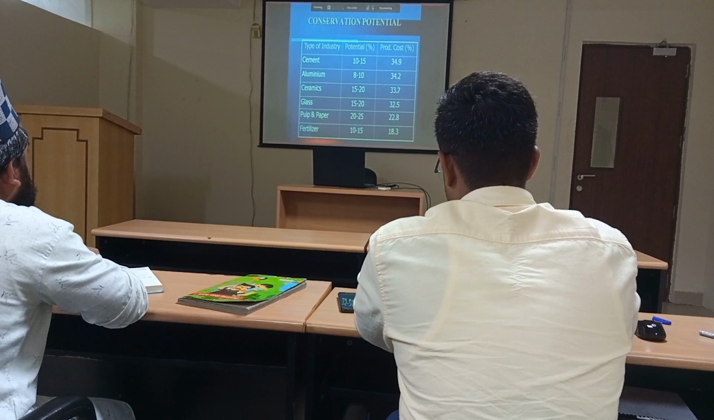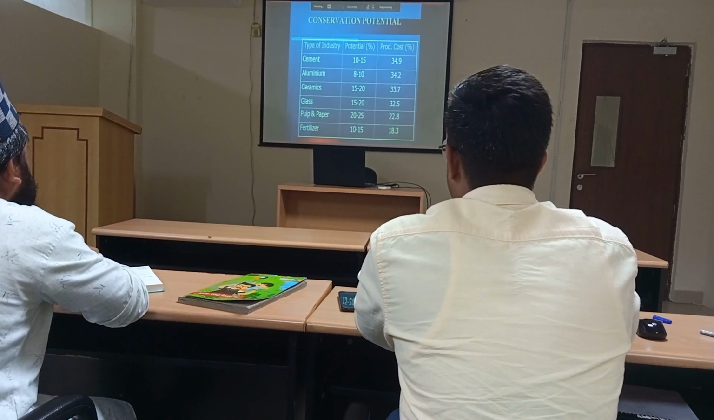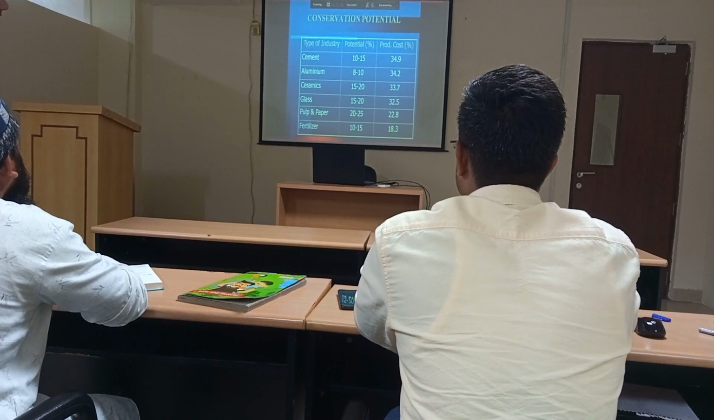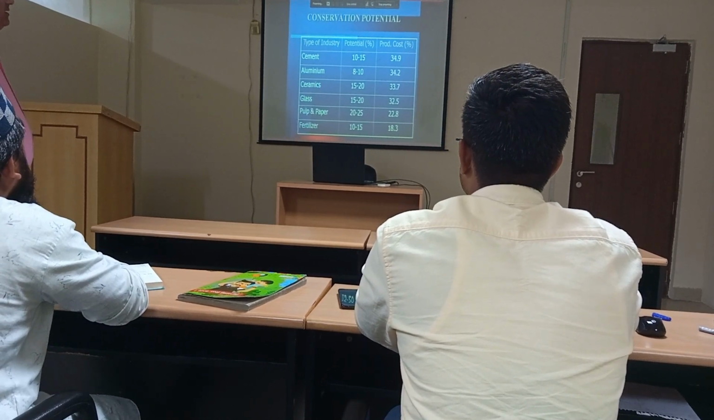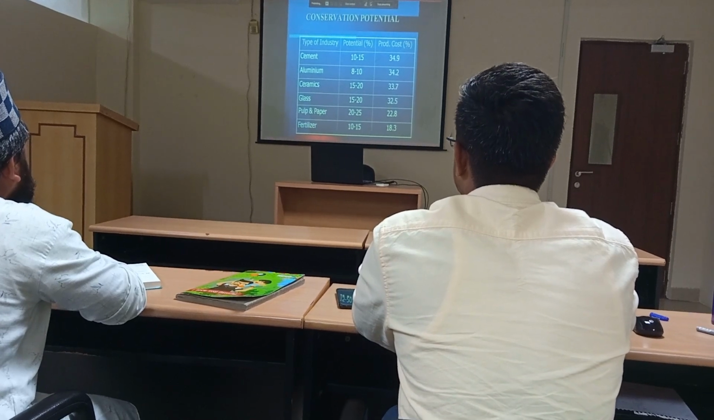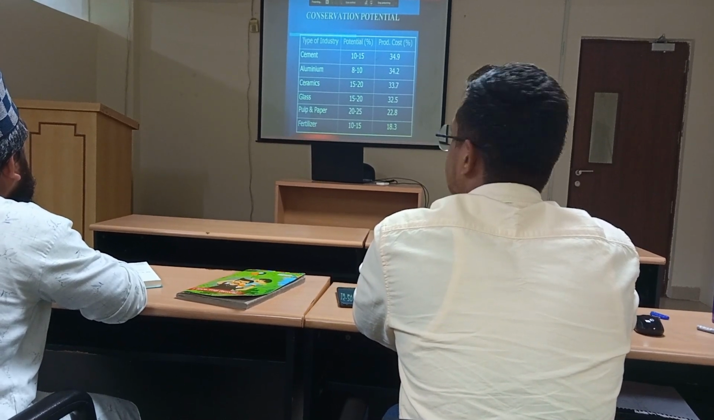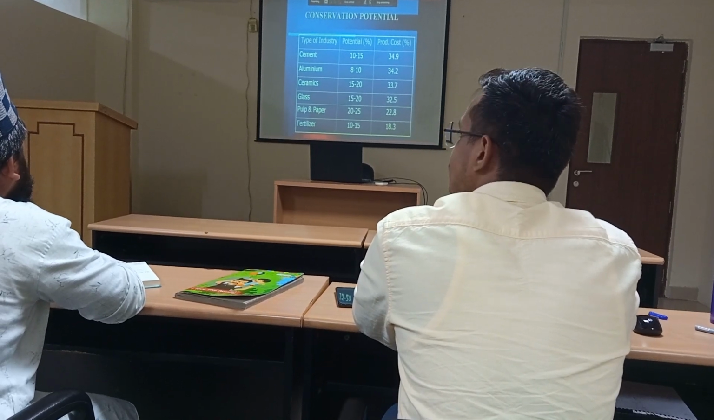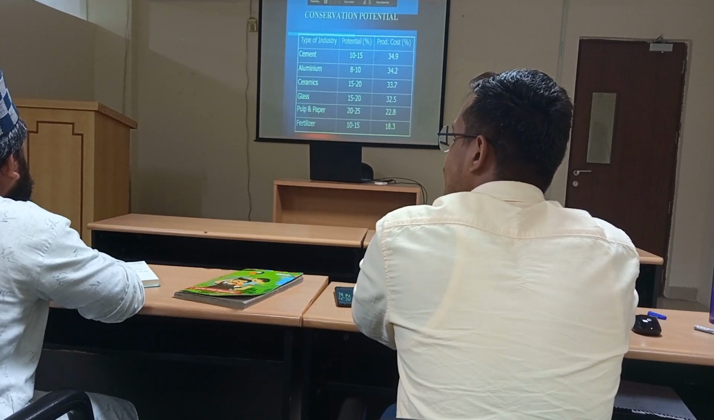You see that there is a lot of saving potential. If we can save 2% of the total energy in the cement industry, then the production cost will reduce down. So that's why this chart is given here: how much is the conservation potential and how it affects the production cost of that particular product.